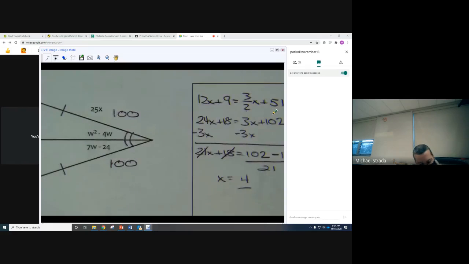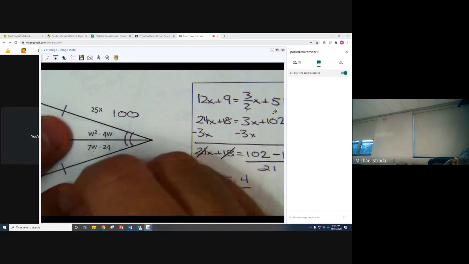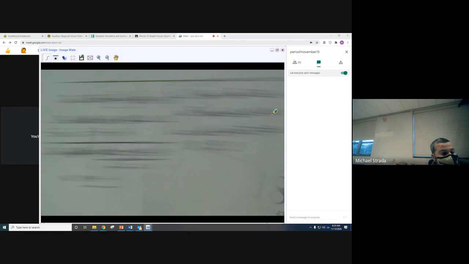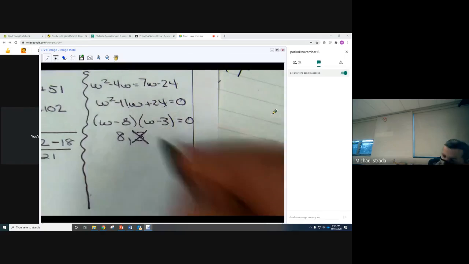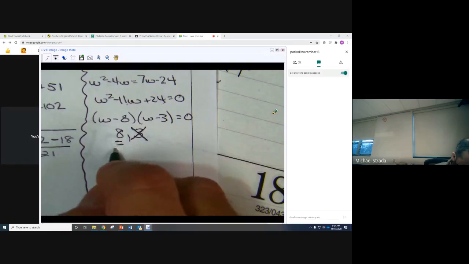Now I go over here, and if w is 3, 7 times 3 is 21. 21 minus 4 is negative 3. What's our issue with that? In terms of this class, we're not going to have negative angles. So 3 is what we call extraneous. So our only actual solution is 8.